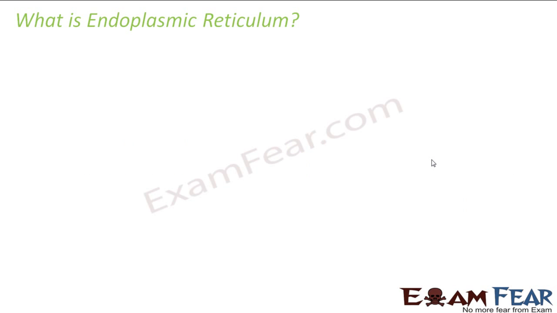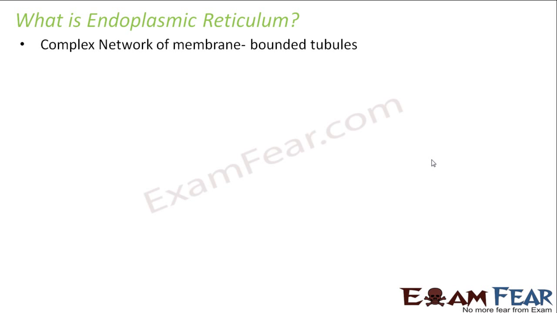So let us start with endoplasmic reticulum. So the first slide, what is endoplasmic reticulum? It is a complex network of membrane bounded tubules. So it is a tubular like structure. You can imagine it like this. Let us suppose there are many tube like structures which are joined from here and there, and they form a network. That network of tubular like structure is known as endoplasmic reticulum.